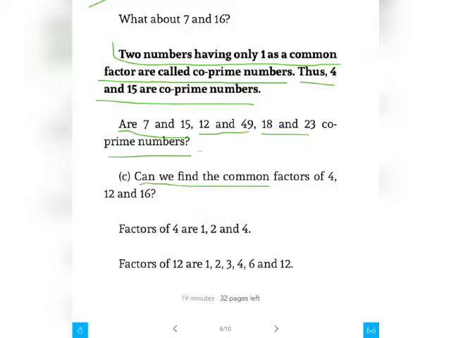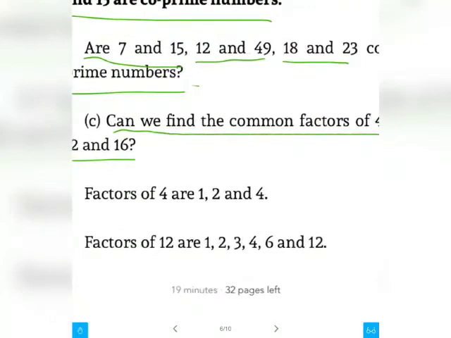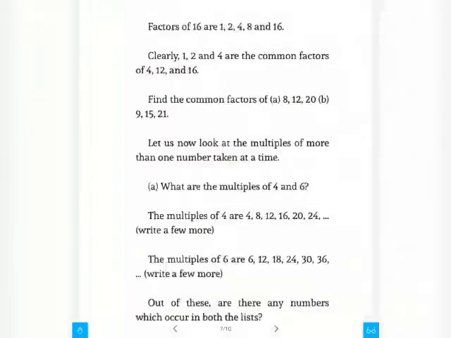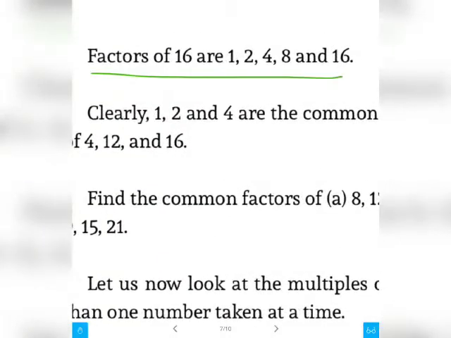Can we find the common factors of 4, 12 and 16? Yes, definitely. First we need to write the factors of 4: 1, 2 and 4. What are the factors of 12? 1, 2, 3, 4, 6 and 12. Now what are the factors of 16? The factors of 16 are 1, 2, 4, 8 and 16 because it comes in these tables.